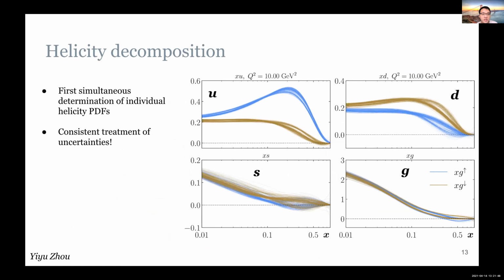One thing that's good about doing this simultaneous fit is that we can extract the spin up and spin down distributions for the partons with a consistent treatment of the uncertainties. So here I'm showing up, down, strange, and gluon. Of course, the strange needs a little bit more constraining, and that's our next step. But other than that, based on this current plot, we can see that the up and down contribute relatively more than the strange and gluon to the proton spin.